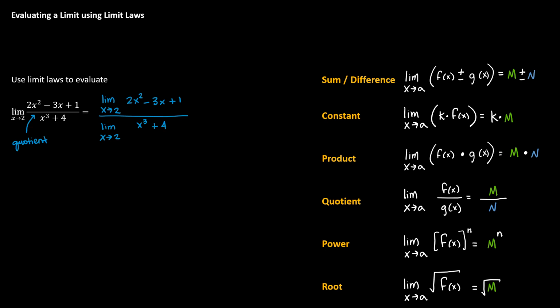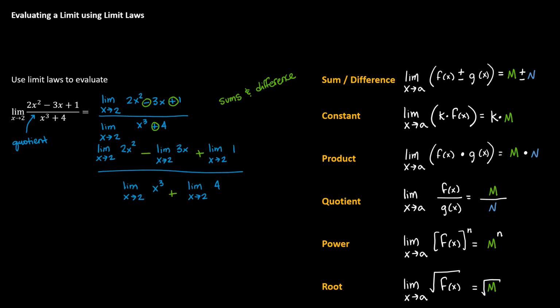I recognize in my numerator I have 3 terms. We have a difference and a sum, and in the denominator we have 2 terms. We have a sum. So we need to apply the sum and difference limit laws, separating our terms and applying the limit to each term. Next, I recognize that we have some constant multiples. We have 2 times x squared and 3 times x. Let's go ahead and pull those constants out of the limit operator and move on to our next step.